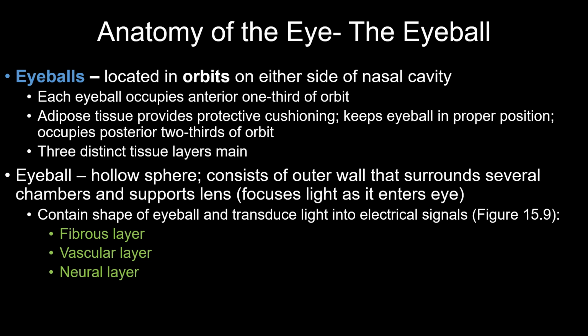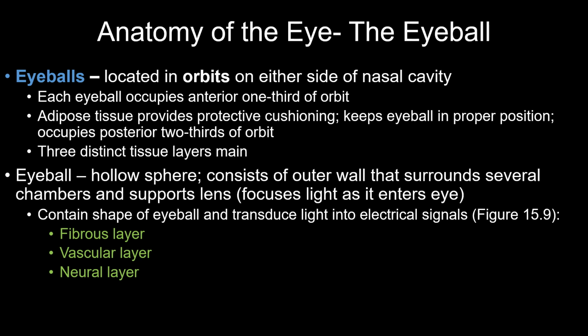And the eyeball is essentially a hollow sphere, approximately 1 inch in diameter, resting in the anterior portion of each orbit of the skull. And each one basically only occupies a third of the orbit, with the remainder of that space being filled with fatty tissue that cushions the eye and holds it in position. The eyeball consists of an outer wall that encloses several inner chambers, and it also consists of the lens, which focuses light as it enters the eye. And we'll talk about that more as we keep going through here.